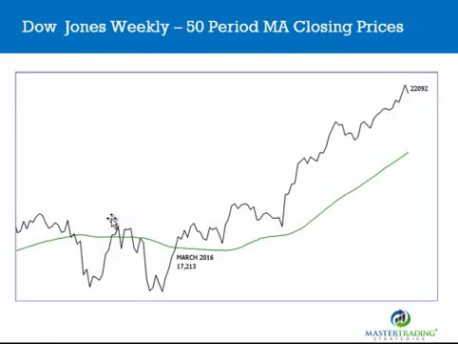Now take a look at this. This is a Dow Jones weekly chart with a 50 period moving average of the closing prices. So you can see this green line, that's the 50 period moving average, and the black line is actually the closing price only. It does not have the open, high, low included in this particular chart. It's only the closing price.